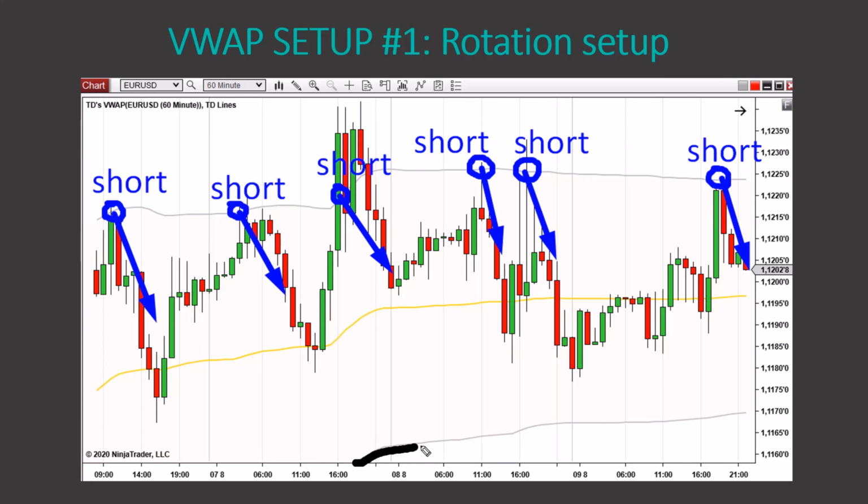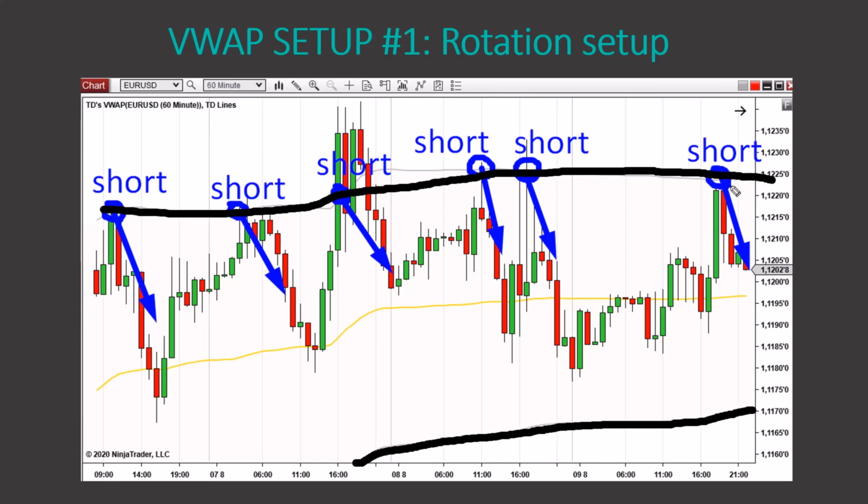Let's first have a look at the first deviations, this one and this one. They are moving sideways, they are moving horizontally, which means that the market is calm and there is a rotation. So we can start looking for the rotation setup. This deviation line is a support. This one is a resistance. So whenever the price hits the resistance or the support, you can enter a trade.